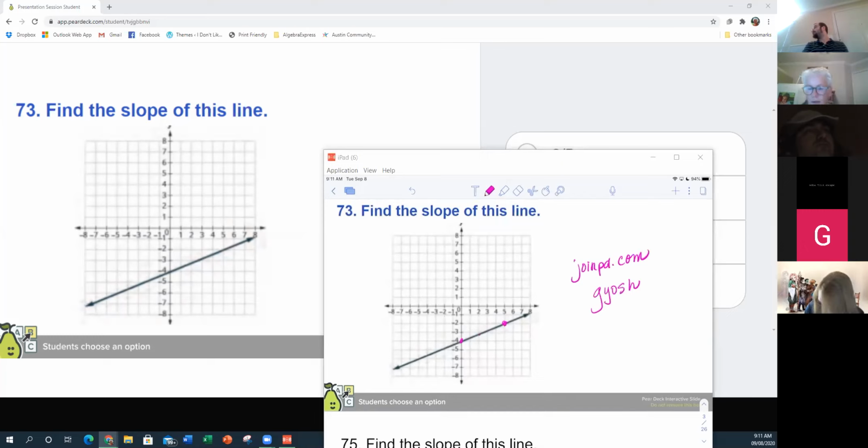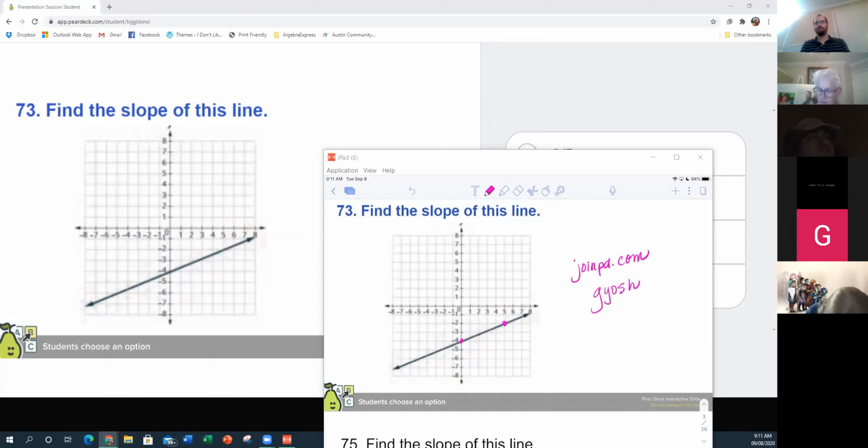Okay, so I can't really see who's here. So would someone like to volunteer and tell me what they got? 2/5. And that's Chris? Yeah. Okay, yeah, 2/5. Good, thanks, Chris. Check you off.